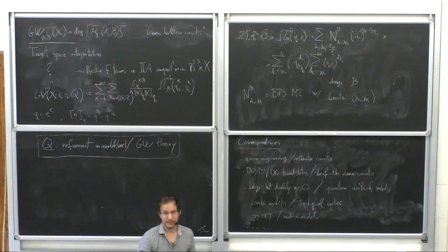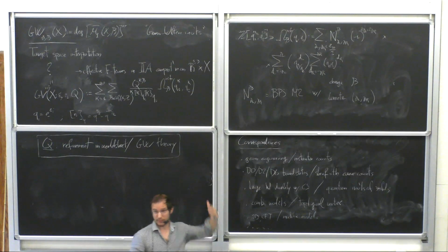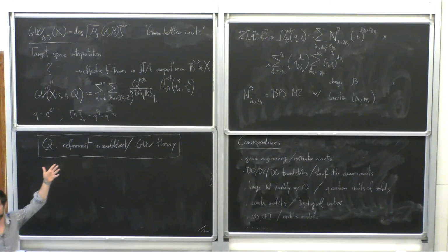There isn't. There is the left-hand side, K-theoretic Gromov-Witten invariants of your Calabi-Yau, but that doesn't work.